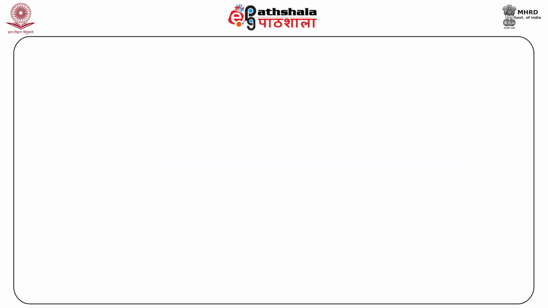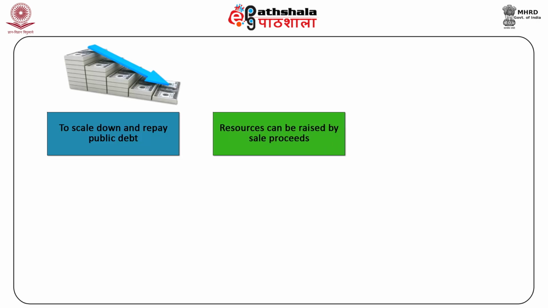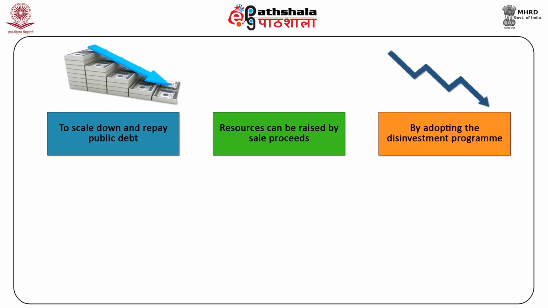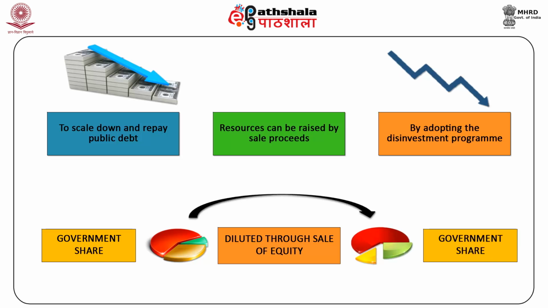Another way to raise the resources is through disinvestment. To scale down and repay public debt, resources can be raised by sale proceeds by adopting the disinvestment program of public enterprises. Under this program, the government share in public enterprises is diluted through sale of their equity in the market to the private sector.